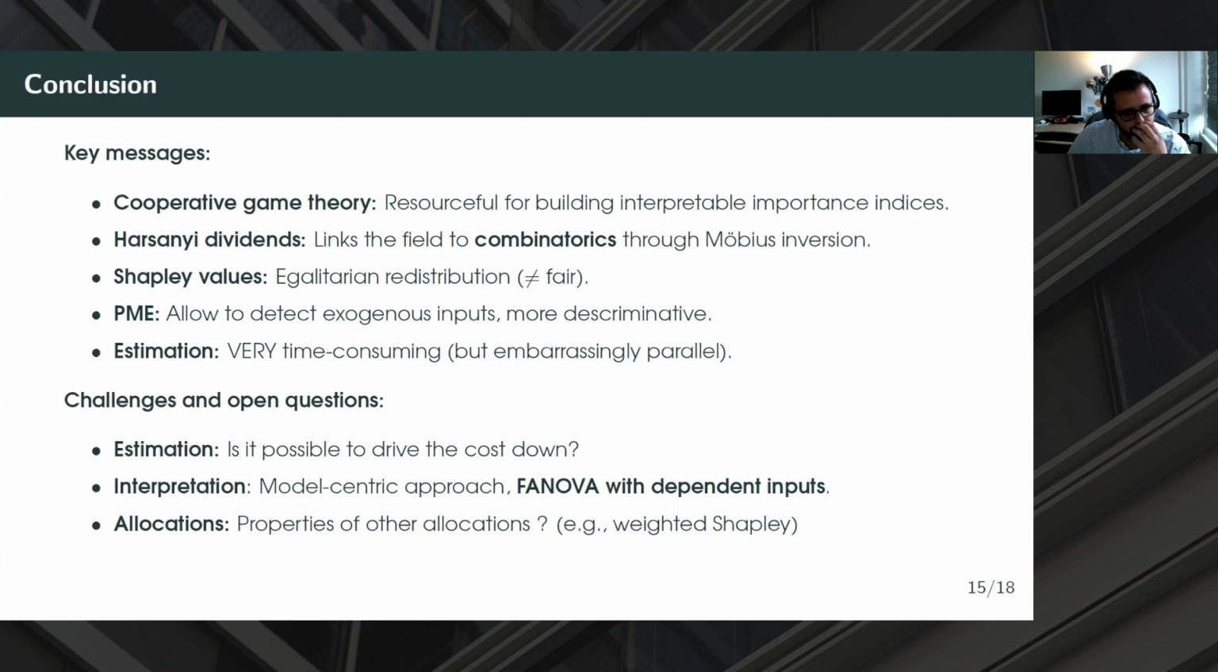And some challenges and open questions. First, is it possible to drive the estimation cost down? And the answer is, in specific cases, for a linear g, for instance, it's possible using a PCA. And for the interpretation problem, we would have to go to a model-centric approach, which is, instead of going from the right-hand side of the equivalence to the left-hand side, do it the other way around. It amounts to doing a functional ANOVA with dependent inputs. And we've worked a lot on this, and we have a lot of interesting things to say about it also. And there are many other allocations in the literature, which can be interesting to study the properties.